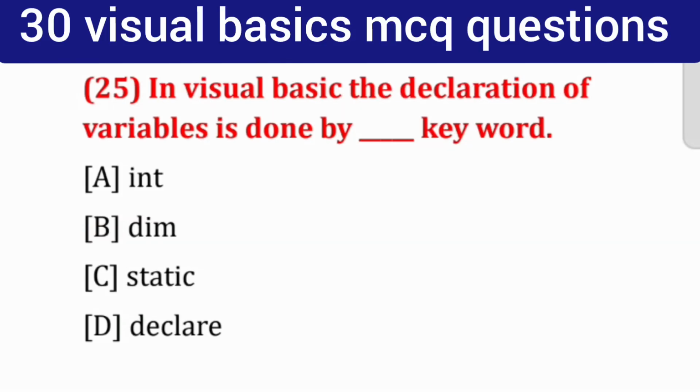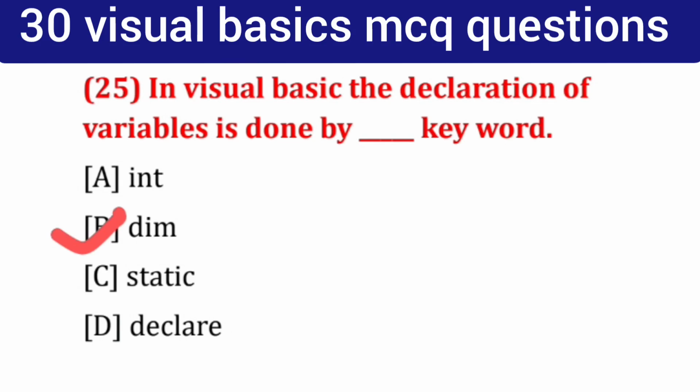Question number 25. In Visual Basic, the declaration of variables is done by dash keyword. Options: int, dim, static, declare. Correct answer, dim.